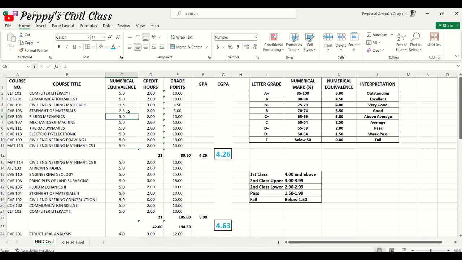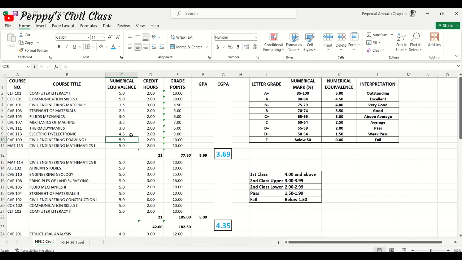Fluid mechanics, maybe you had a C plus, which is 3. Mechanics of machine, maybe you had a B, which is 3.5. Thermodynamics, maybe you had a C plus, which is also 3. Electricity electronics, maybe you had an A, which is 4.5.